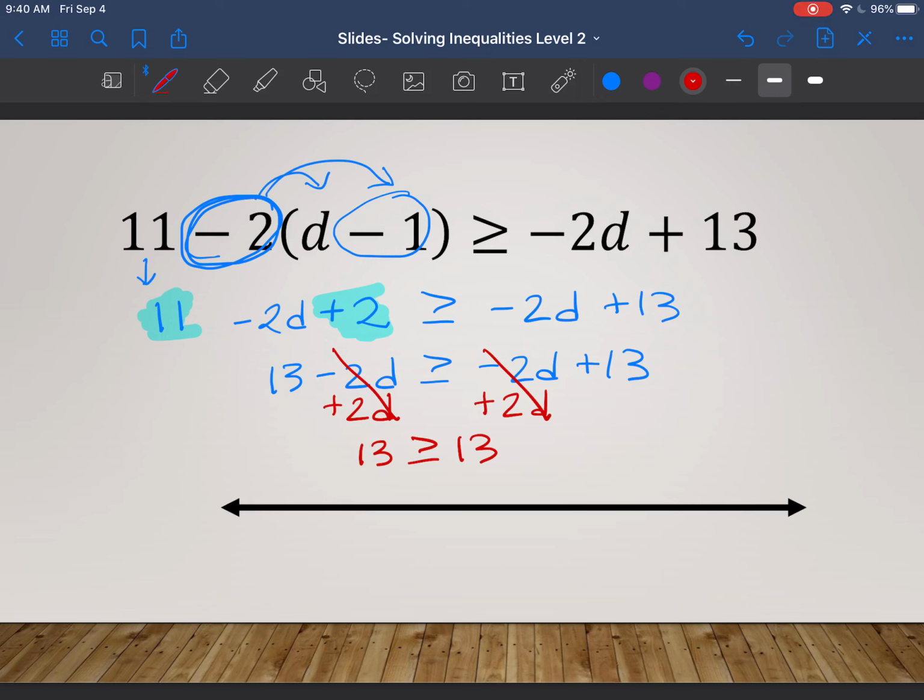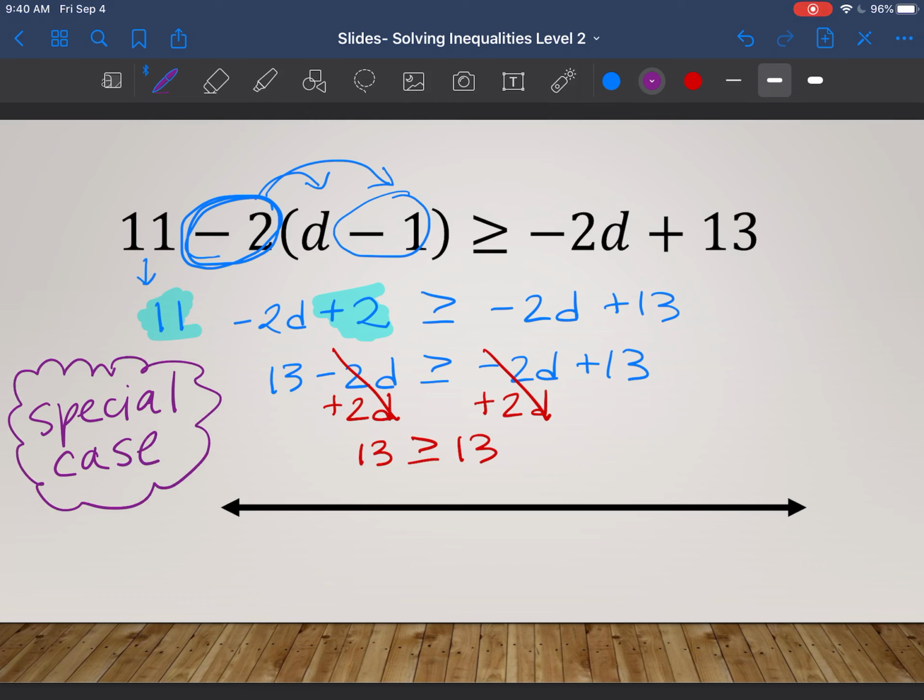Okay, and so this is a special case. Anytime your variable drops out of your equation or your inequality, it's one of your special cases. And so you have to look at what's left behind. And so I'm going to highlight that in yellow. 13 is greater than or equal to 13. I have to decide if that is true or false. Well, since 13 is actually equal to 13, this is true.